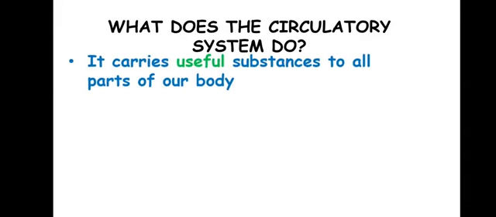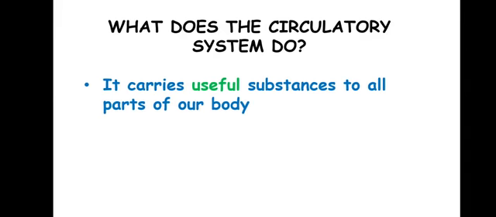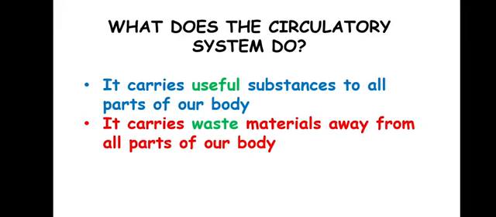Now what does the circulatory system do? It carries useful substances to all the parts of our body. As I told you, the function of the circulatory system is to move things. So it carries useful substances to all the parts of our body, and it also carries waste materials away from our body. So what does it carry? It carries useful substances and it carries waste materials from one part of our body to the other part of our body. Okay.